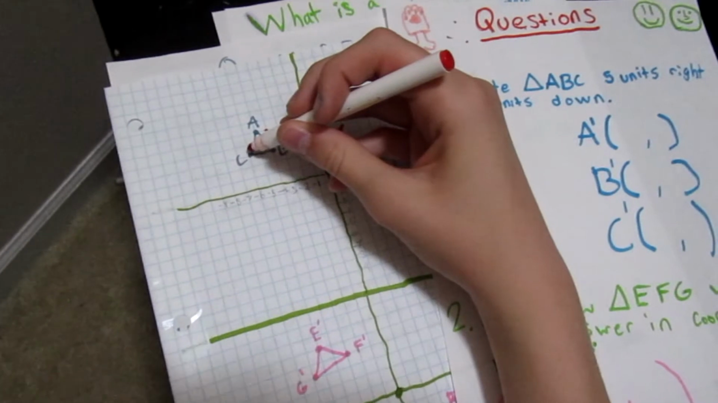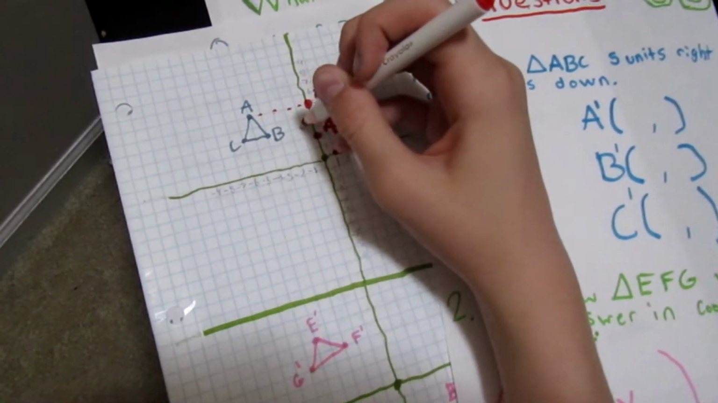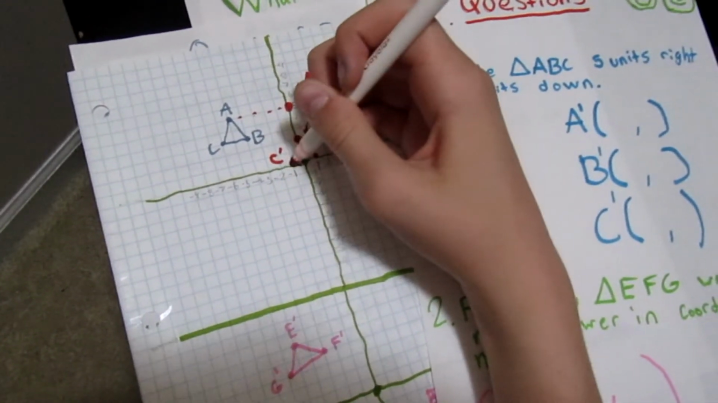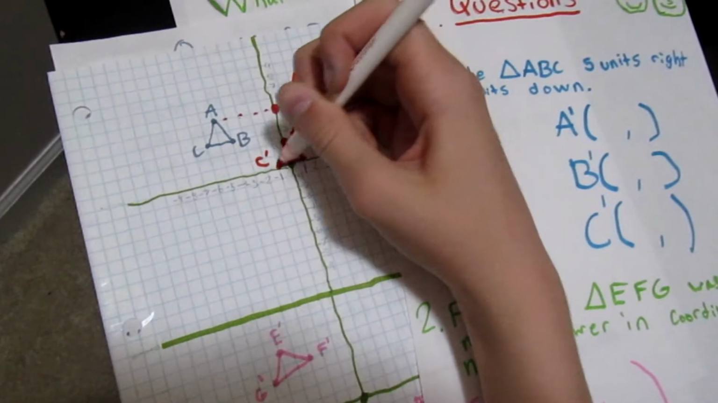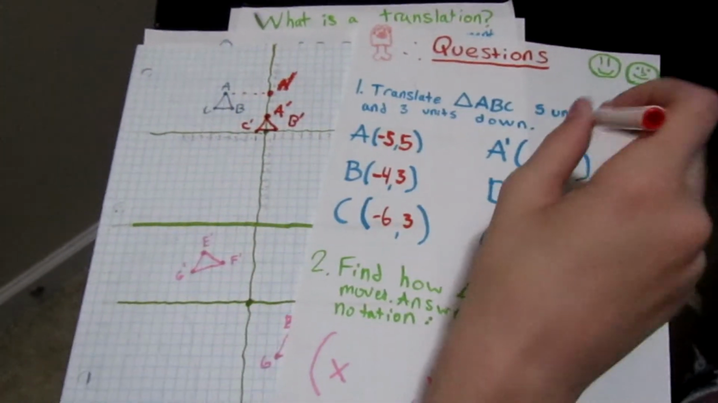And then C, we do the same thing. 1, 2, 3, 4, 5. Then 1, 2, 3. So this will be point C prime. Connect the dots, and boom, you got your new triangle. And all you have to do is translate those points onto the answer sheet.